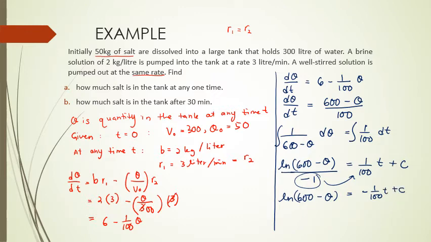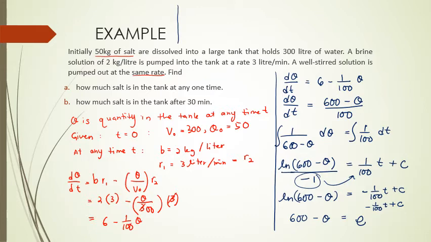Okay. So, saya nak buang ln. Saya taking ln both sides, so taking exponent both sides. So exponent ln becomes 600 minus q equal to exponent negative 1 over 100 t plus c. Okay, so next. Okay, saya sambung ke atas.